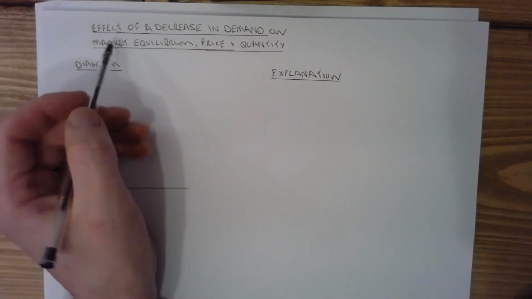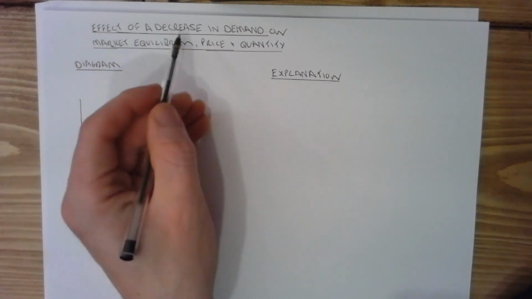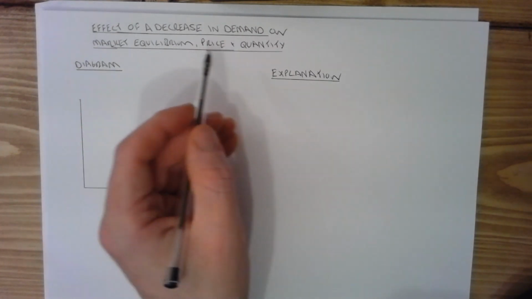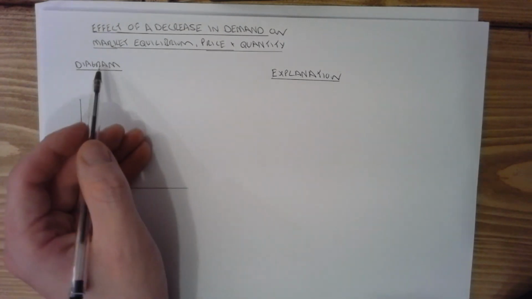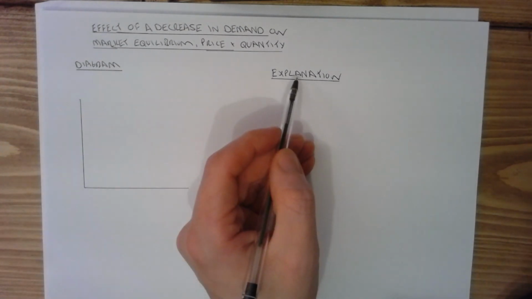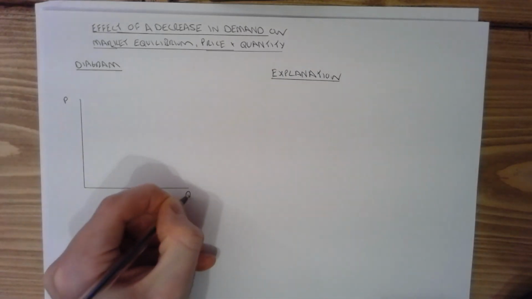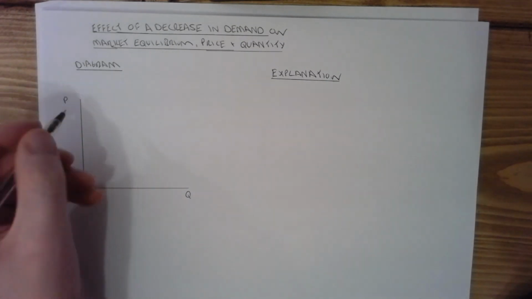Hi, in this video I'm going to explain the effect of a decrease in demand on market equilibrium, price and quantity. I'm going to do that both through drawing the diagram and with a written explanation on the right hand side. Let's start by drawing a market equilibrium on our diagram on the left hand side.